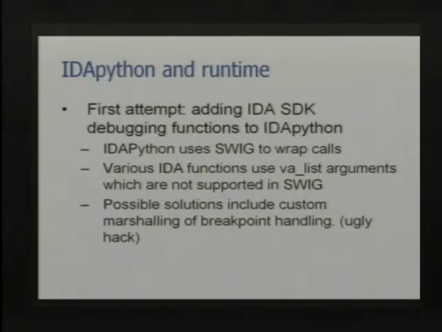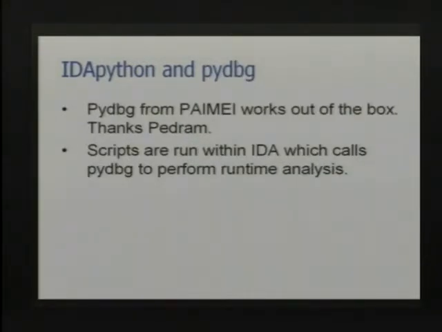So I looked for another solution, and I used PyDbg. PyDbg comes with PaiMei. Pedram wrote it. It works really well, right out of the box. It does a lot of the things you'd want to do for running a debugger, and it's all there. The code I'm going to show that looks at vtables is very short because the libraries I'm using take care of a lot of stuff.